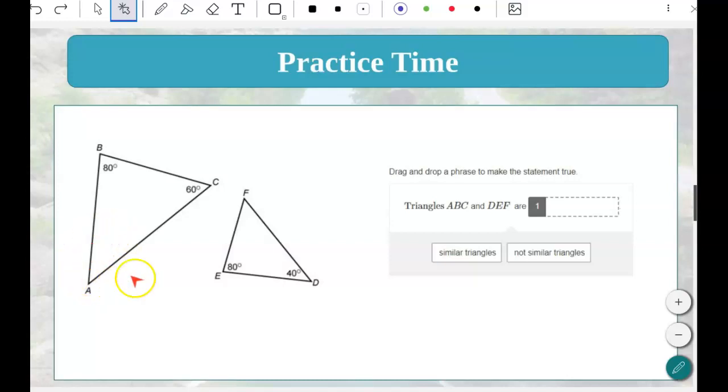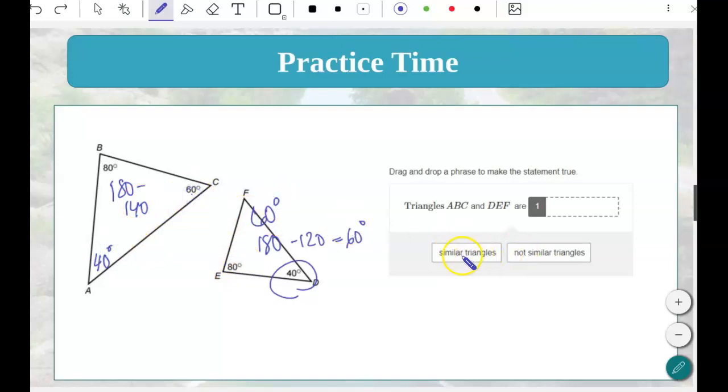So you've got to find the missing angles because these are turned, so you can't assume that these are going to match up correspondingly. So 80 plus the 60 is 140, and so you're going to do 180 minus the 140 to figure out this angle is 40. Boom, there it is. And you could show that this is equal to 60 by doing 80 plus 40 is 120, and 180 minus the 120. So if all corresponding angles are congruent, and they are, then they are similar triangles. So you would drag that to the box.